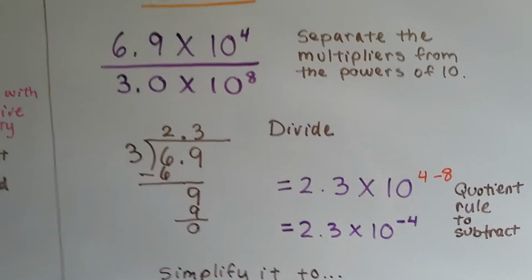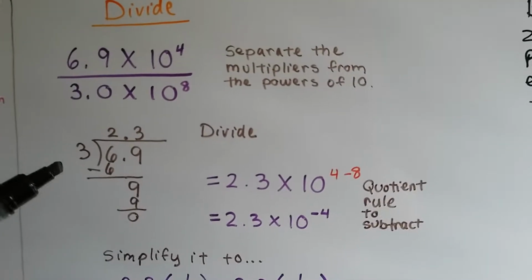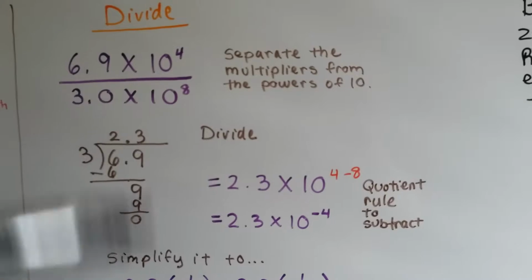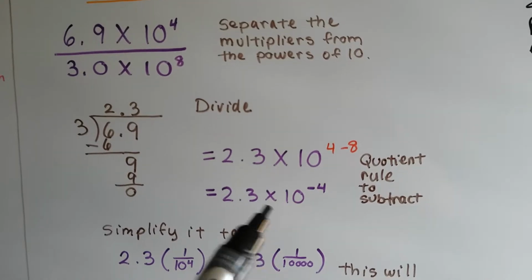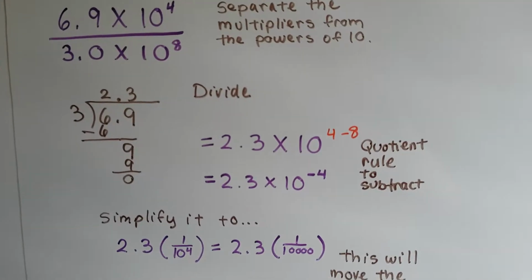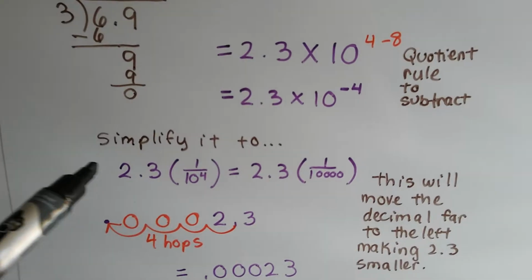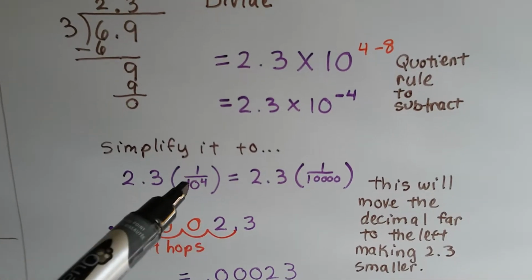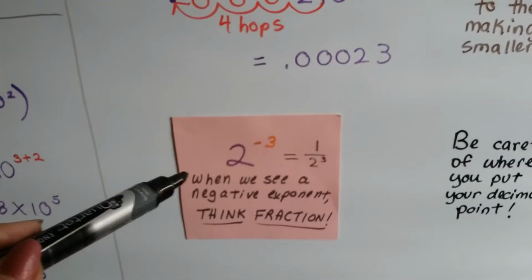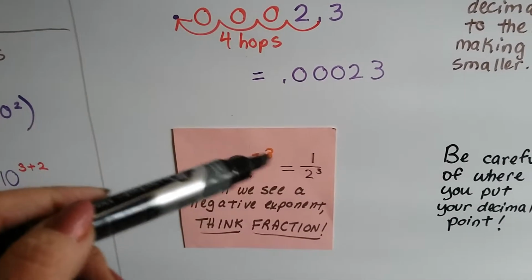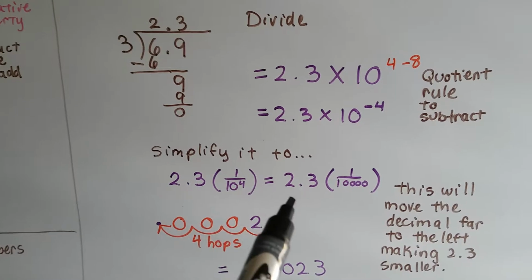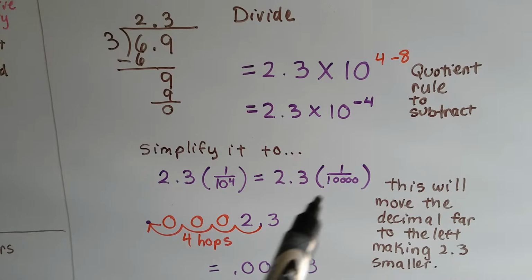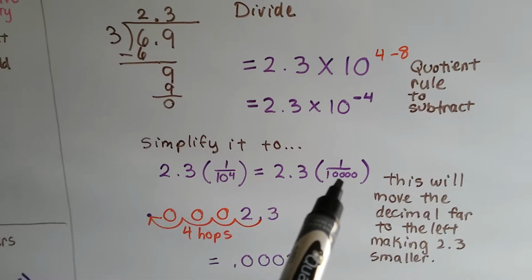We got 2.3. Now, because of the quotient rule, we could subtract these exponents, can't we? So we've got 2.3 times 10 to the 4 minus 8. 4 minus 8 puts us into the negatives with a negative 4. Now we can simplify it. We got 2.3 times 1 over 10 to the 4th. Because remember, when we see a negative exponent, we think fraction. 2 to the negative 3rd is 1 over 2 to the positive 3rd. So now, because of this negative 4, we've got 1 over 10 to the 4th. It's positive. And 10 to the 4th power is 10,000. So really, it's 2.3 times 1/10,000th.